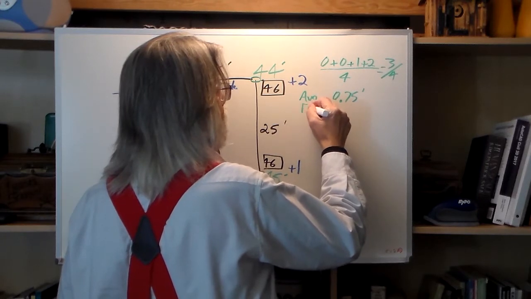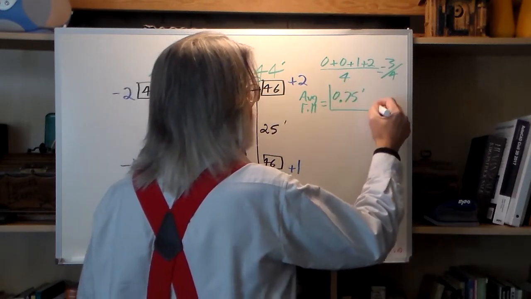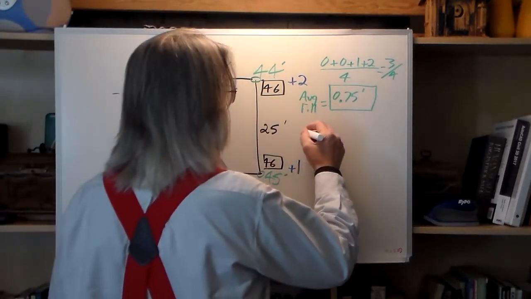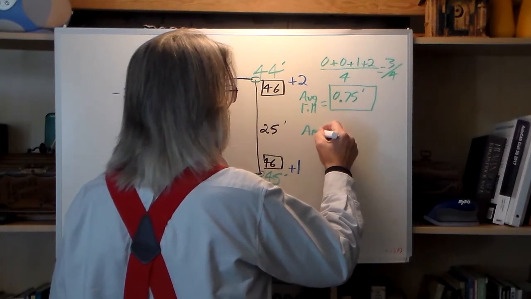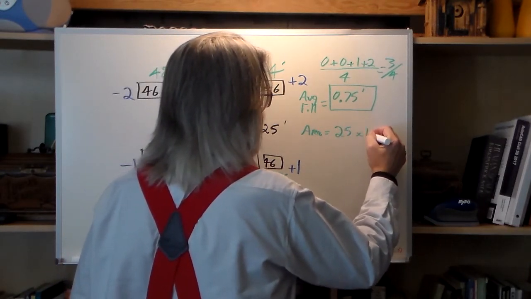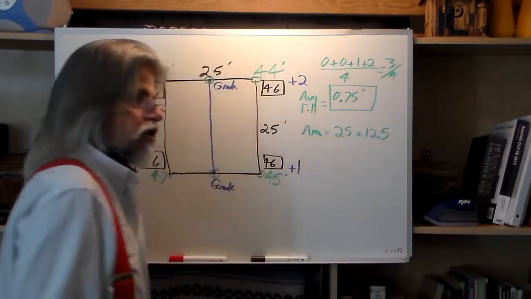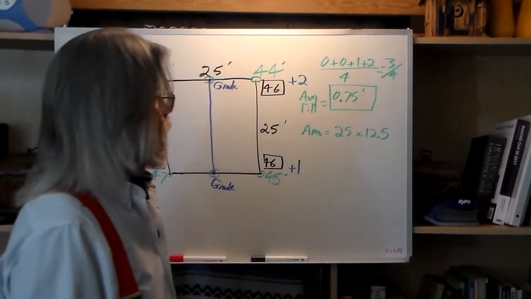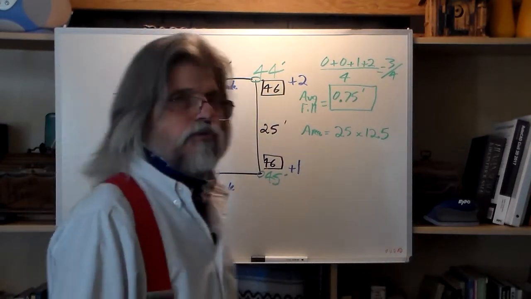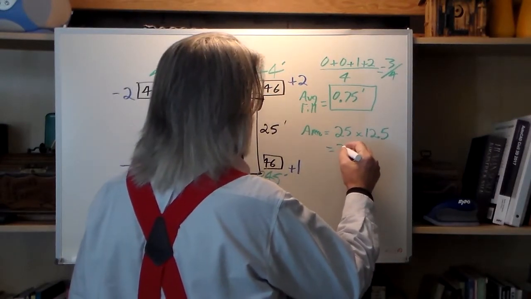Average fill equals 0.75 feet. Well, our area is going to equal 25 times 12.5, which is going to be what? 312.5 square feet, if I did the math right.